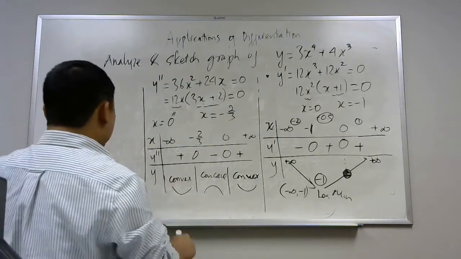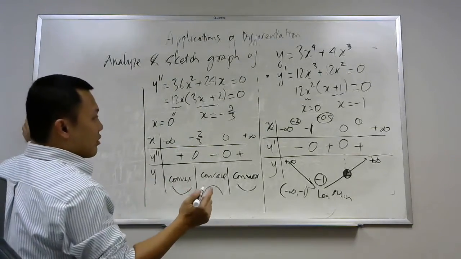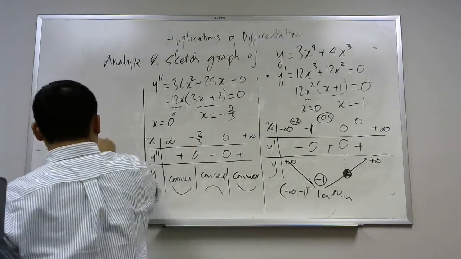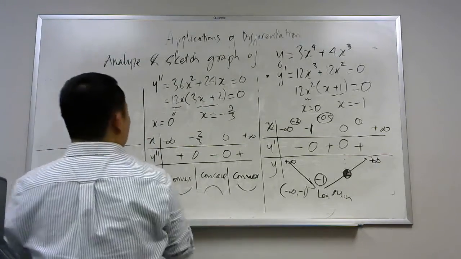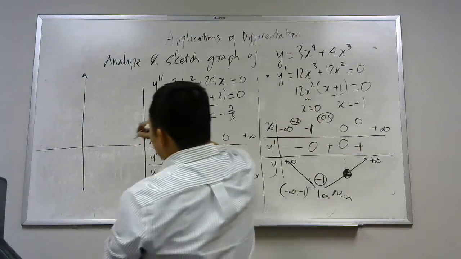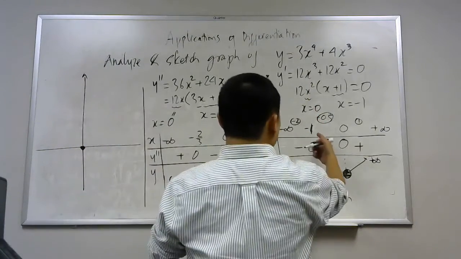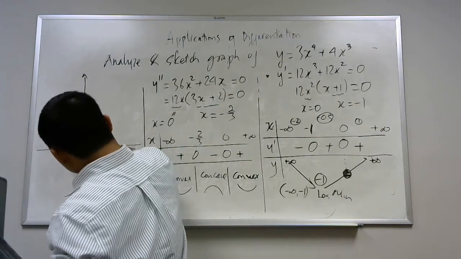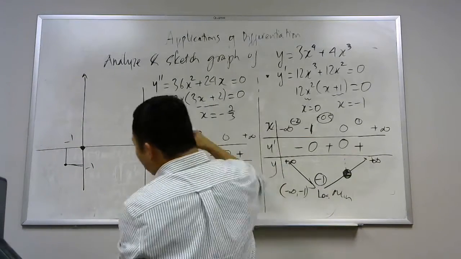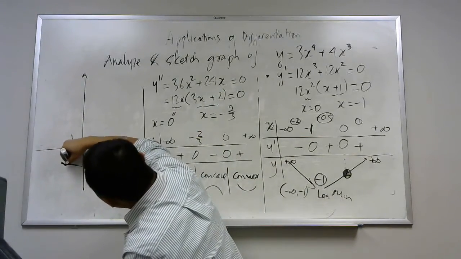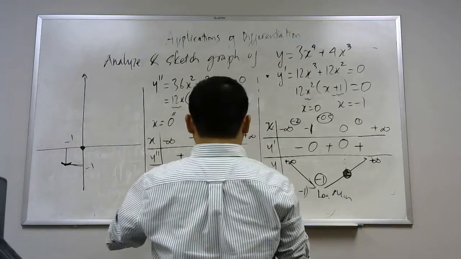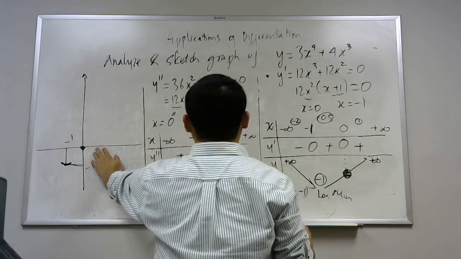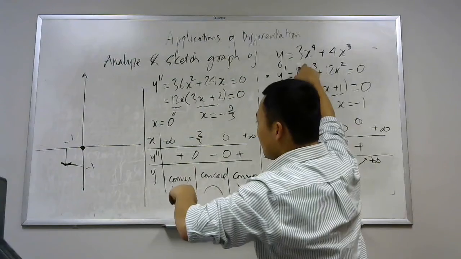Now let's sketch the graph. In order to sketch the graph, we have all the numbers here. Let me express that. The first point is (0, 0). You plug in 0, you get 0, so the function passes through this point. The second is negative 1, negative 1. Since this is a local minimum, I draw a local minimum like this. And then let's find all the x-intercepts.